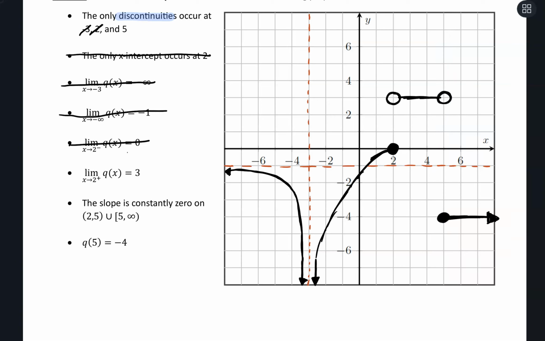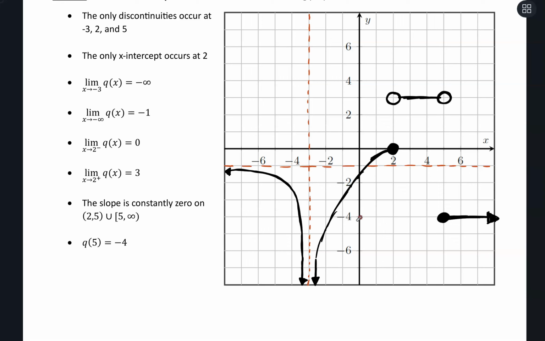Okay, so just to summarize, I'll go through and make notes to myself. I'm going to make sure, okay, at negative 3 we have a discontinuity, which I see as my infinite discontinuity there. At 2 we have a jump. At 5 we have a jump. And those are our discontinuities. The only x-intercept occurs at 2, so that's the only spot I'm crossing the x-axis, so that's good. As x approaches negative 3 from both sides, we're going off to negative infinity. As x approaches negative infinity, we're getting closer and closer to negative 1.